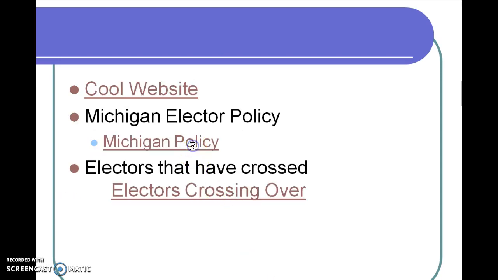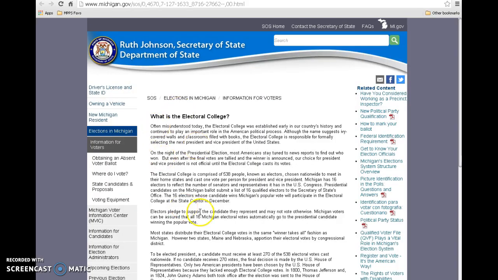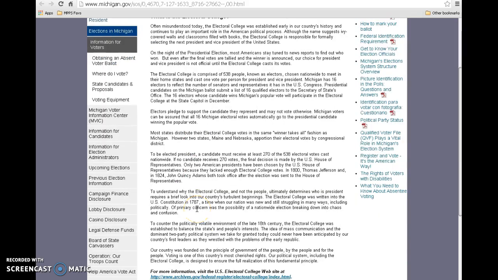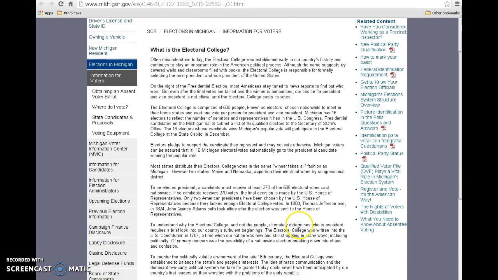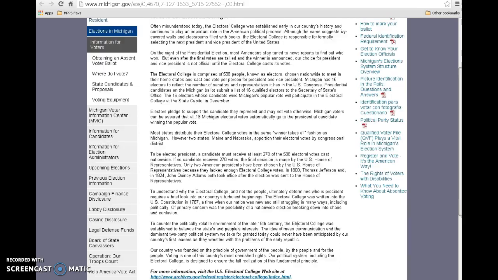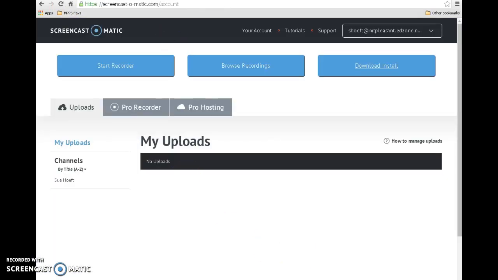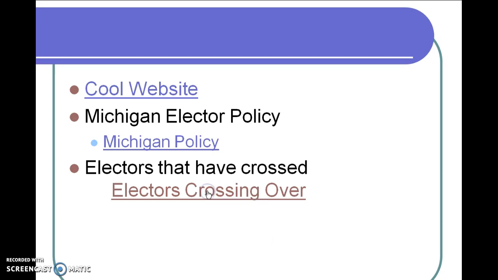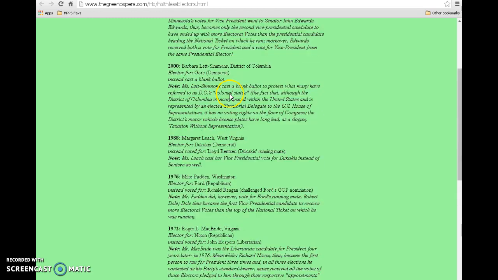Finally, just a couple of quick cites. Here is the information on Michigan's Electoral College law that does not allow them to, they must vote in line with the popular vote. And then there is also this site that gives you a sense of the few times that somebody has crossed over and the logic behind it.